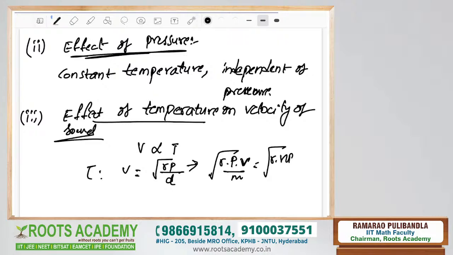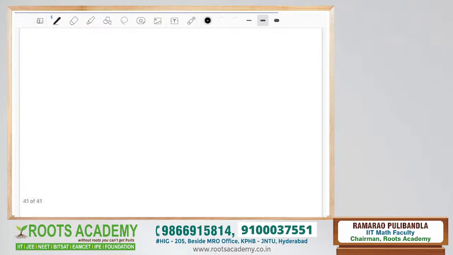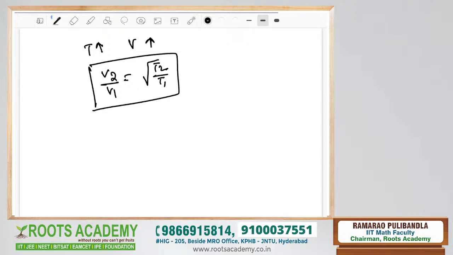Now PV is nothing but nRT. So substituting PV equals nRT into this, we can say that V is directly proportional to the square root of T. So from that we get the effect of the temperature. If temperature is increased, then definitely the velocity of sound is also going to increase. So V2 divided by V1 is equal to the square root of T2 divided by T1. This is the effect of the temperature.